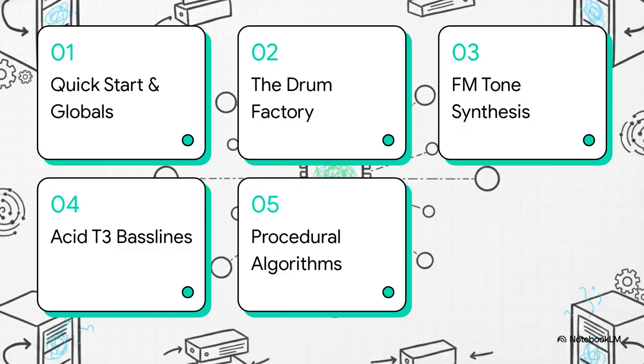Okay, let's take a quick look at our syllabus for today. We're starting with a blank canvas and a quick start to get your feet wet. Then we're moving straight through the physical models of the drum factory, the linear mathematics of FM tone, the analog soul of Acid T3, and finally wrapping up with how to mathematically twist it all using procedural algorithms.